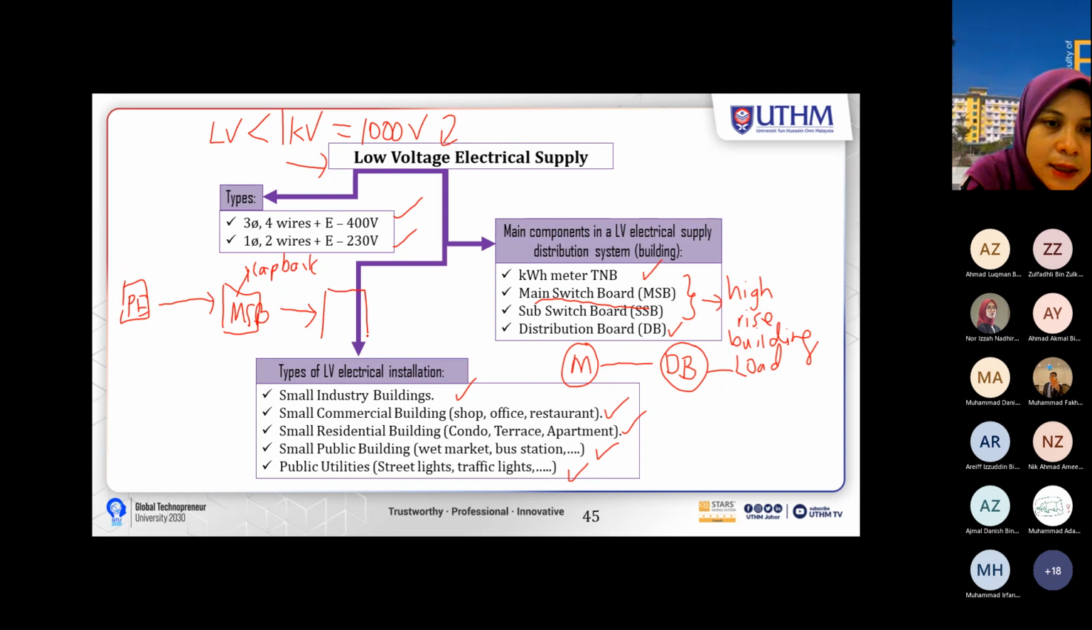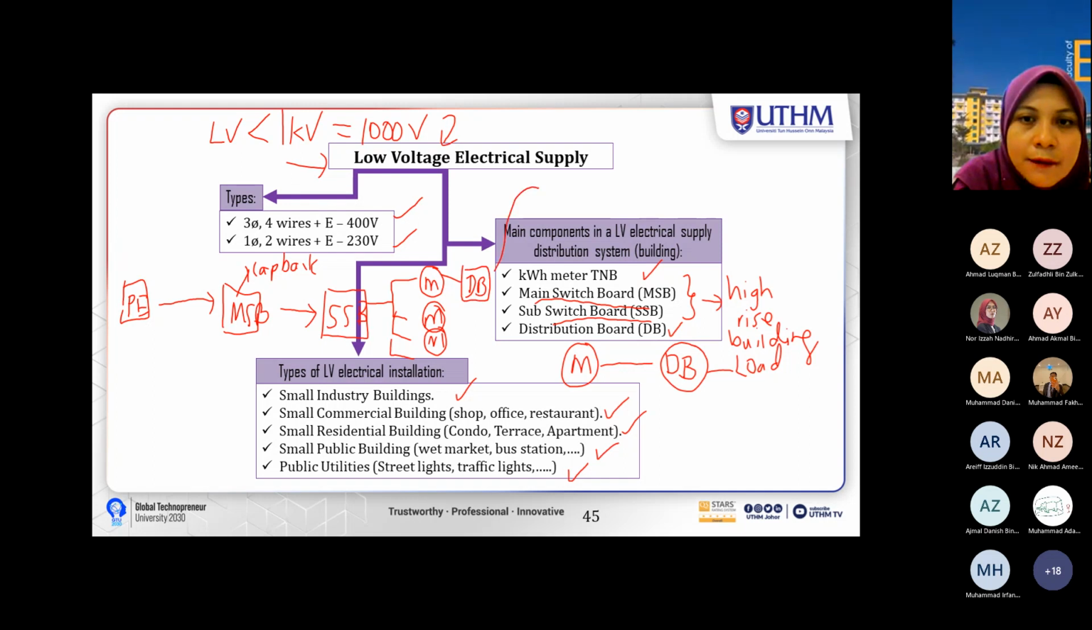Lepas tu dia akan pergi ke SSB ataupun sub switchboard. Kebiasaannya MSB dengan SSB ni ada di ground level untuk high rise building. Okay, daripada SSB ni dia akan pecah-pecah. Contohnya dia akan masuk meter dulu, ini TNB meter. Baru dia pergi kepada DB rumah awak tu. Ni rumah katakanlah level 12, rumah yang pertama contohnya. Lepas tu ni ada lagi DB.